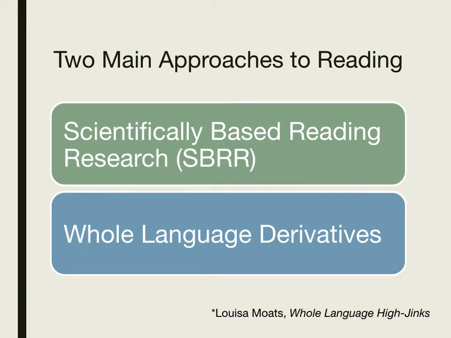So now we understand the 5 main components of reading instruction, or the Big 5. And now we're going to take a look at the 2 main approaches to reading. They're the scientifically based reading research and whole language derivatives. And this information comes from Dr. Louisa Moats.